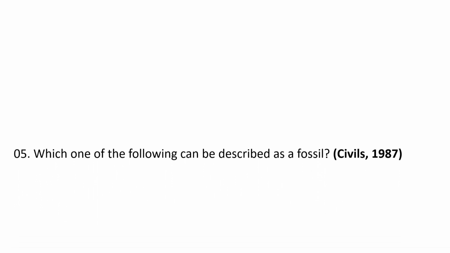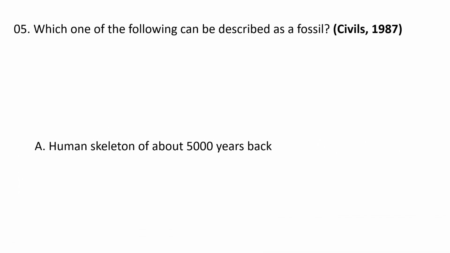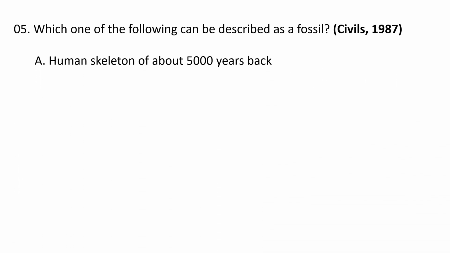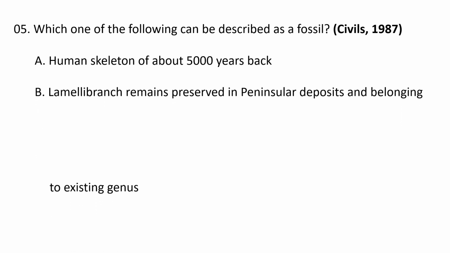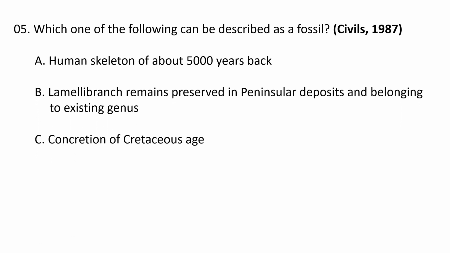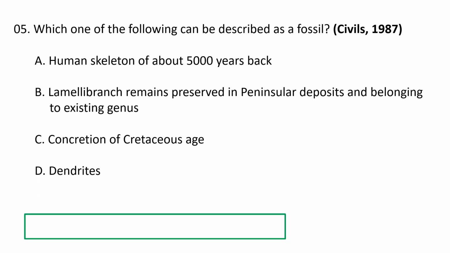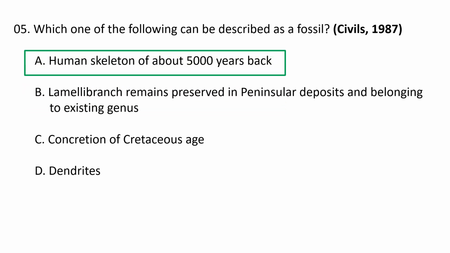Next question. Which one of the following can be considered as a fossil? These are the questions asked in Civil Services Prelims exam 1987. A. Human skeleton of about 5,000 years back. B. Lamellibranchs remains preserved in peninsular deposits and belonging to existing genus. C. Concretion of Cretaceous age. D. Dendrites. So the correct answer is A. Human skeleton of about 5,000 years back.